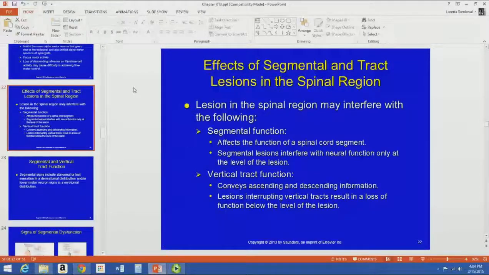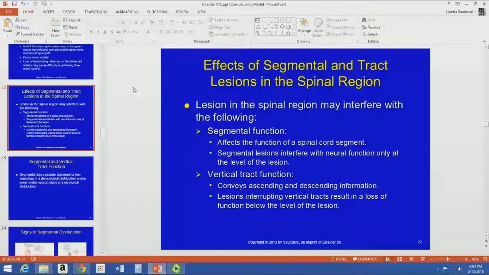Okay, so we're going to start talking about spinal region lesions, and by a lesion we mean any type of injury or illness that's causing a problem in the area. So first we're going to differentiate between segmental and tract lesions. By segmental lesions we mean something that only affects one spinal cord segment. A tract lesion affects everything below the level of the lesion.